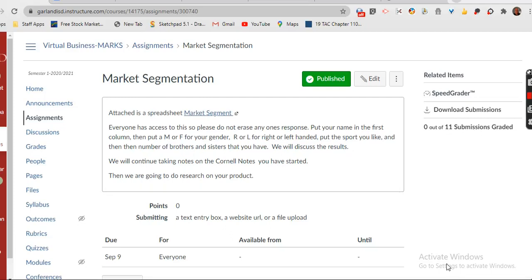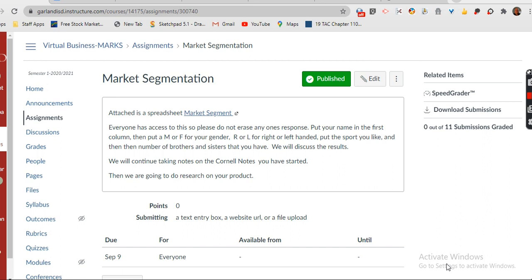We're going to look at an assignment called market segmentation. And segments means pieces of. And so we're going to look at our market. That means who might buy what we want. Now, first of all, let's get out our Cornell notes.